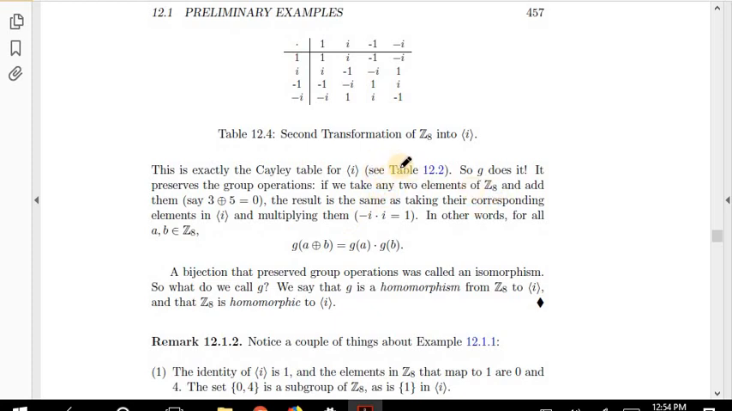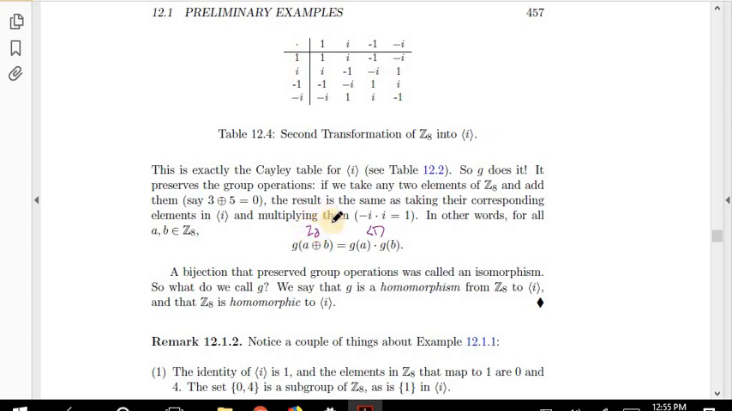So this function does do it. Now, what we have here is still this operation-preserving property. If we take this function g, which is now no longer one-to-one, but it is onto, and I take the operation in the table for Z8, and I take g of that, I'll get the same result if I take g of a and then do the operation in the cyclic group generated by i with g of b. So this is the operation in the cyclic group generated by i. This is the operation in Z8.